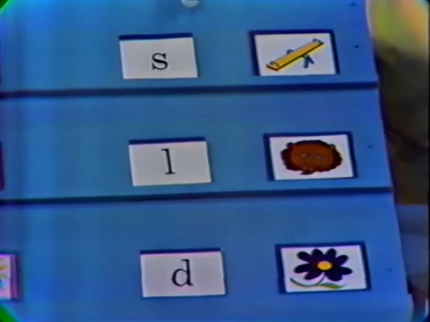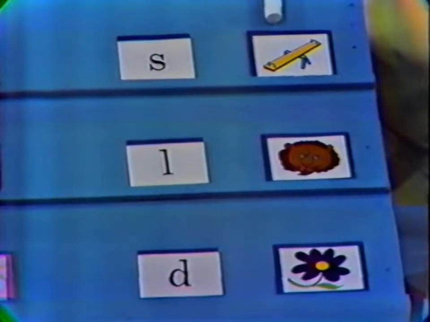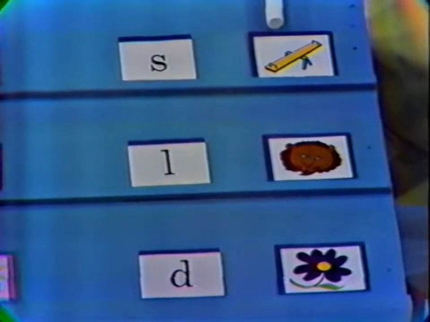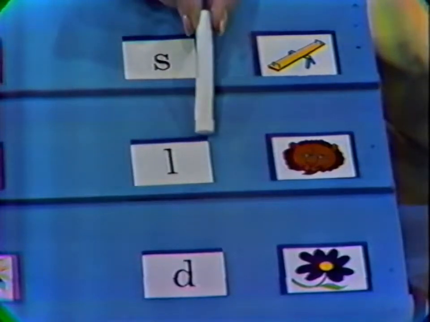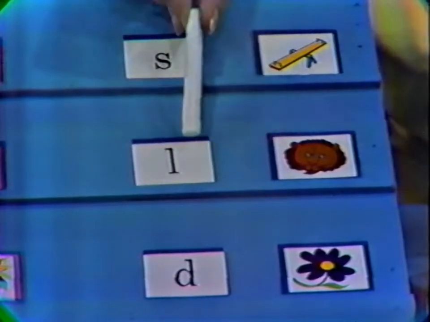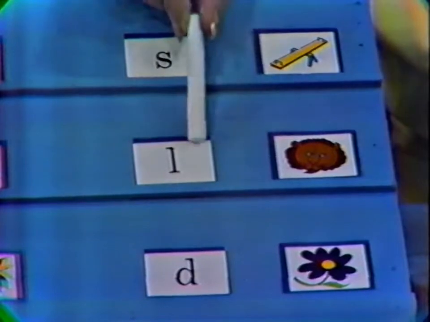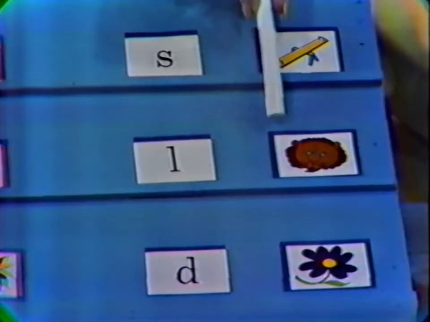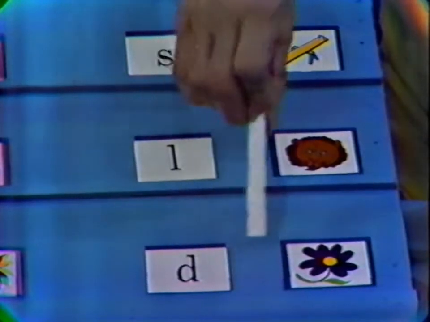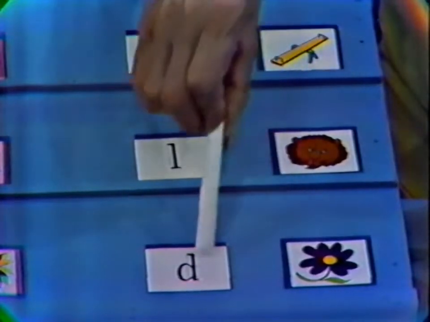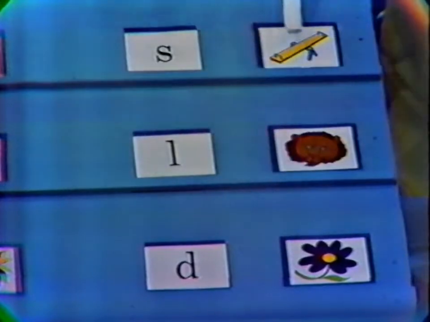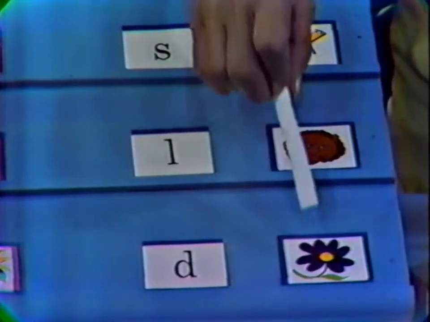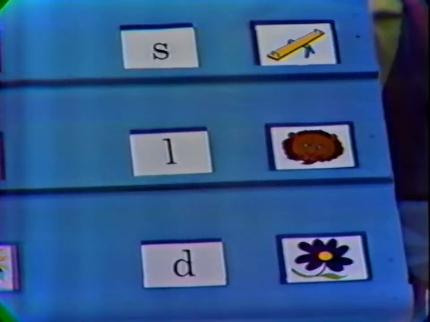The clue to S is in the seesaw. Seesaw, seesaw. The clue to L is in the lion. Lion. Lion. The clue to D is in the daisy. Daisy. In seesaw, lion, and in daisy. Just say the word to find the clue.